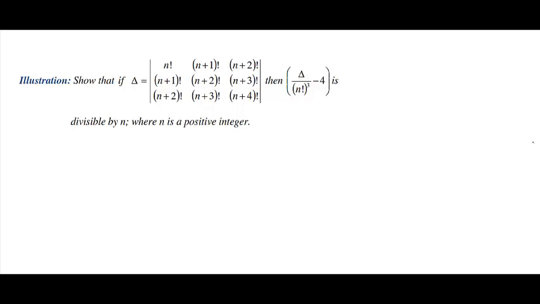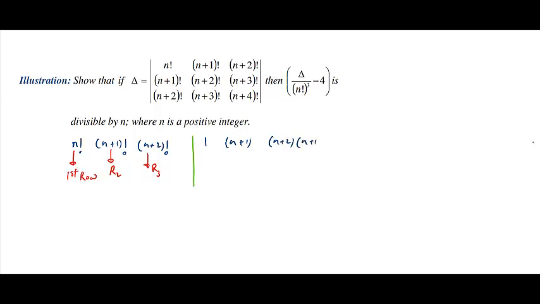So what we do is we take n factorial common from the first row, take n plus 1 factorial common from the second row, and we take n plus 2 factorial common from the third row, right? So this is taken common from the first row, this from the second row, this from the third row, and as a result of this, our determinant now becomes 1, n plus 1, n plus 2, n plus 1.